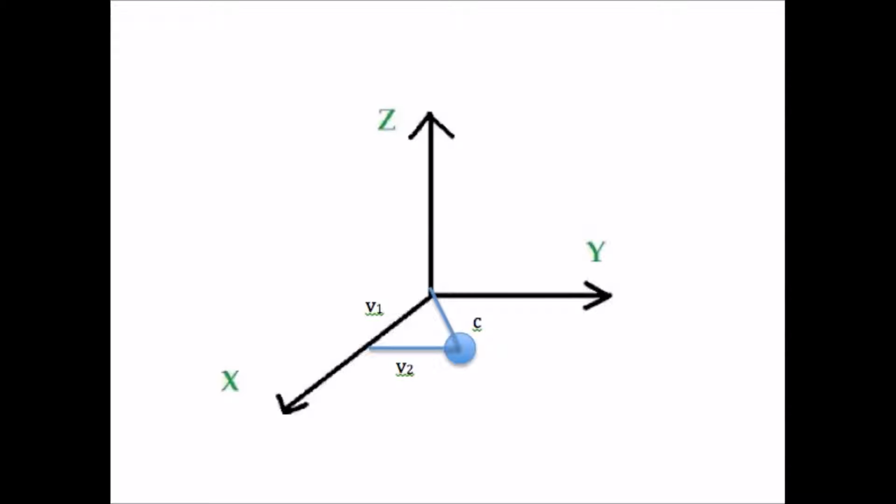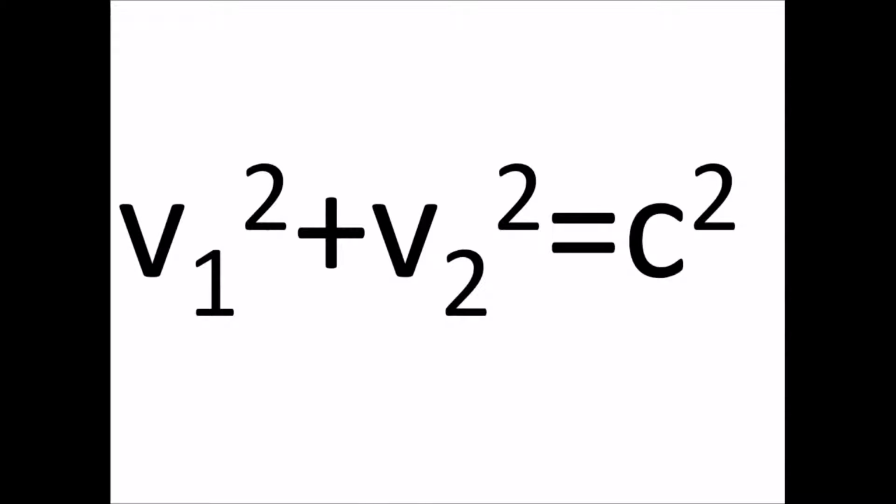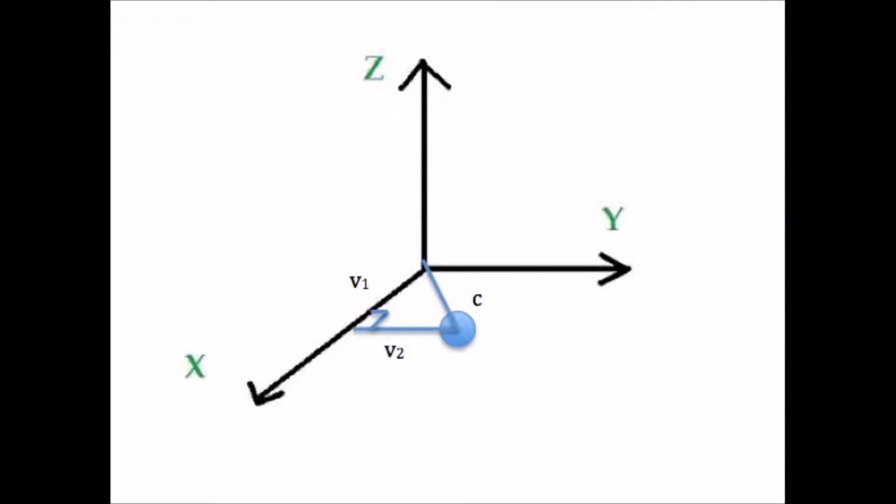We are going to call the missing distance c. So we have V1, which is the distance of x, and we have V2, which is the distance of y. We know that the line V2 is perpendicular to the x-axis. With that, we can say that we have a right triangle. What do we know about right triangles? We can use the Pythagorean theorem. So we are going to use the Pythagorean theorem to find the distance of c.